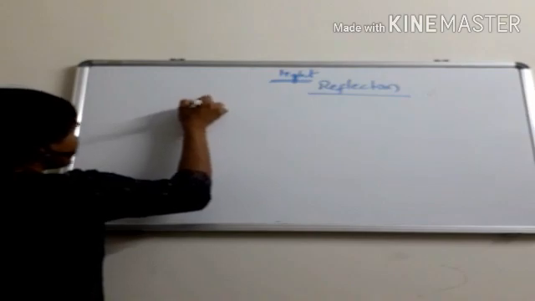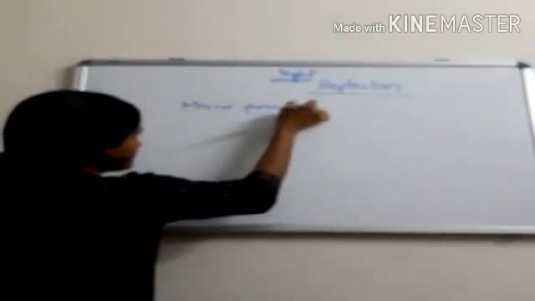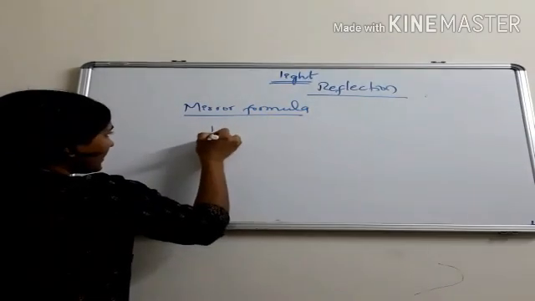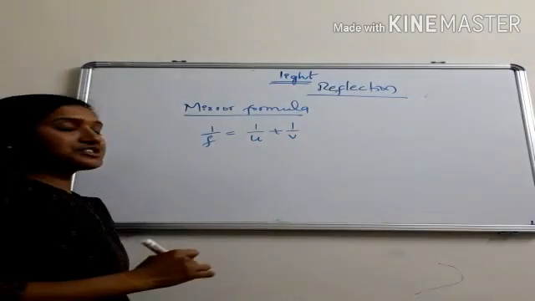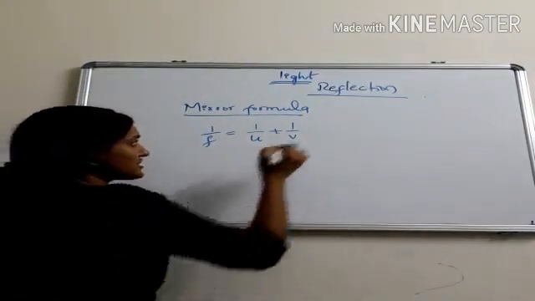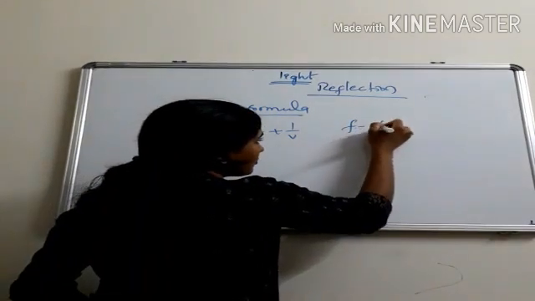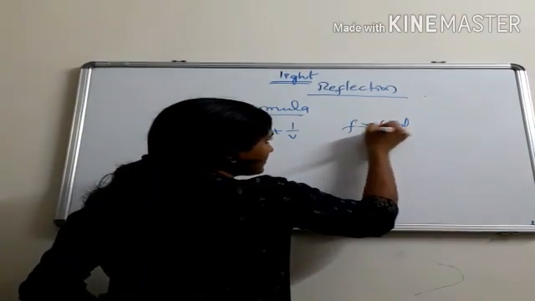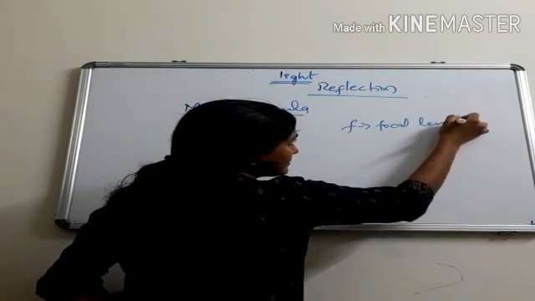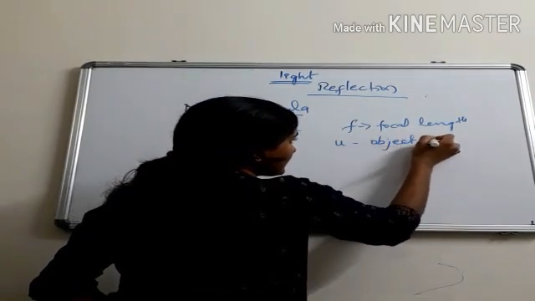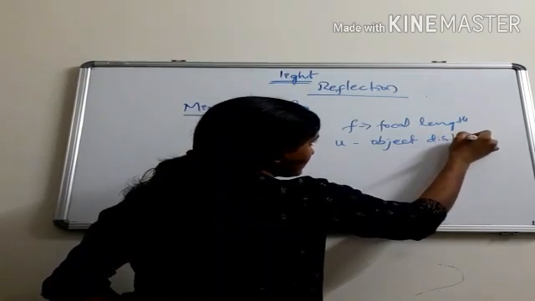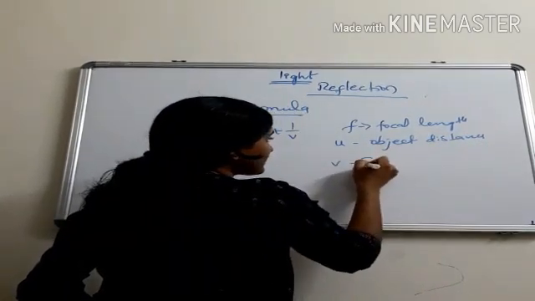So, the mirror formula. 1 by f is equal to 1 by u plus 1 by v. Here f means focal length, u means object distance, and v means image distance.